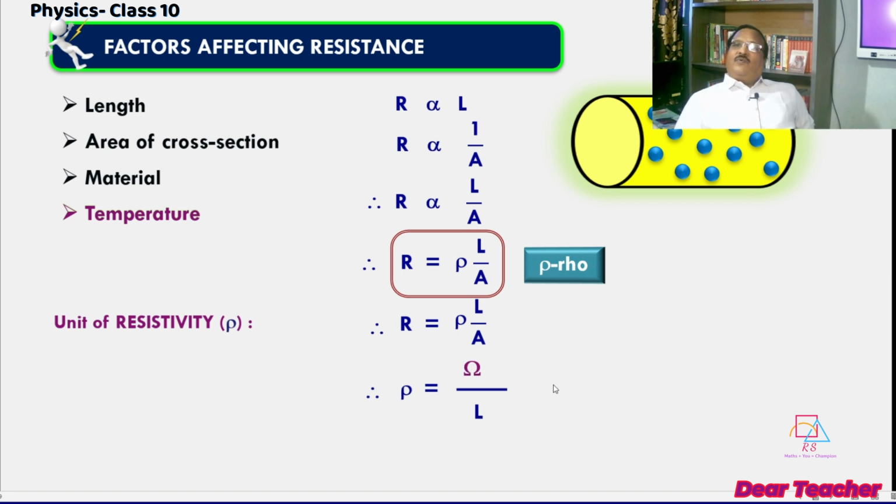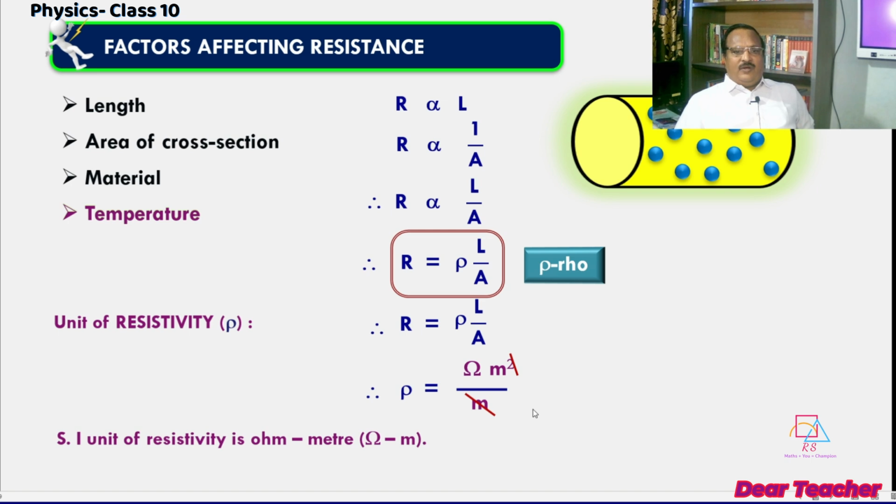Then what is the unit of this resistivity? In the place of R, ohm is to be written. In the place of area, square meters are to be written. In the denominator, in the place of L, we have meter, and this one meter will cancel in meter square. Therefore, you will get ohm meter. Ohm meter is the unit of resistivity. In my next class, we will learn a few more things.